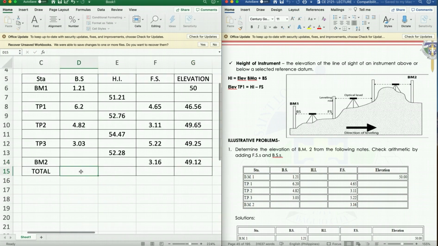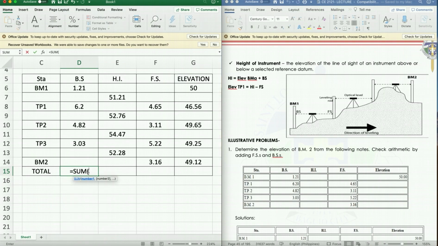Now, according to the instruction, let us check the arithmetic by adding the foresights and the backsights. The sum is 16.14. The difference, backsight minus foresight, is equivalent to negative 0.88.